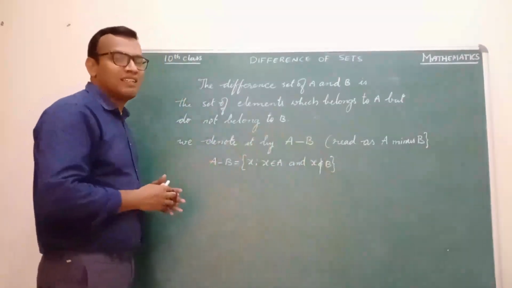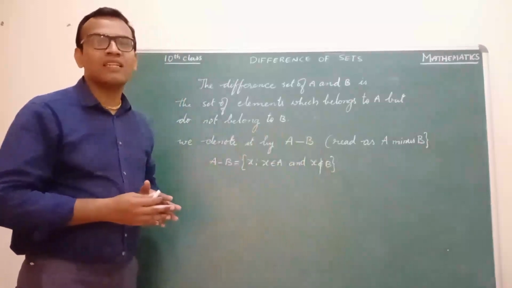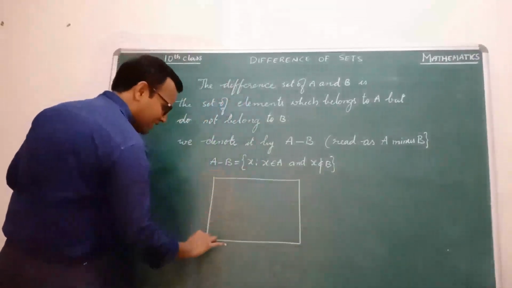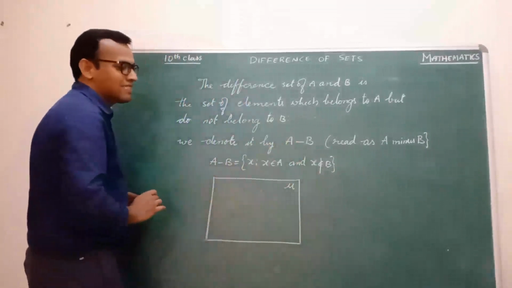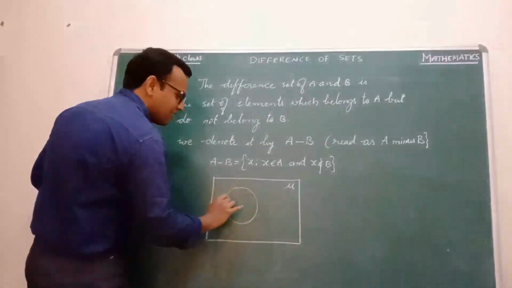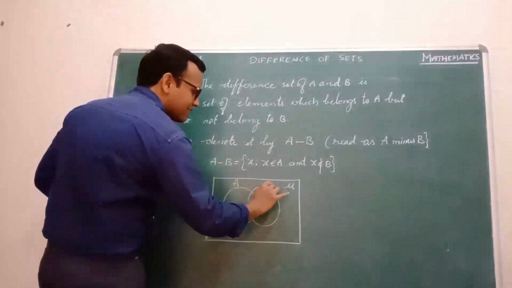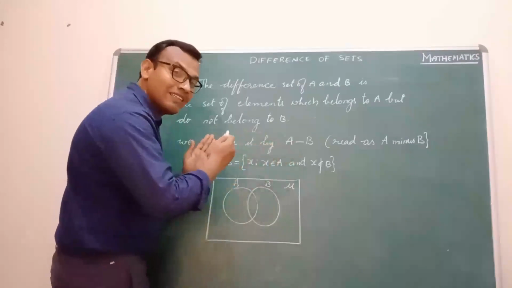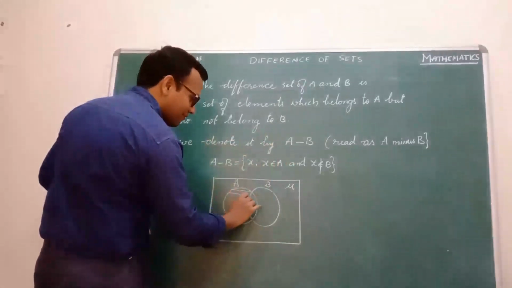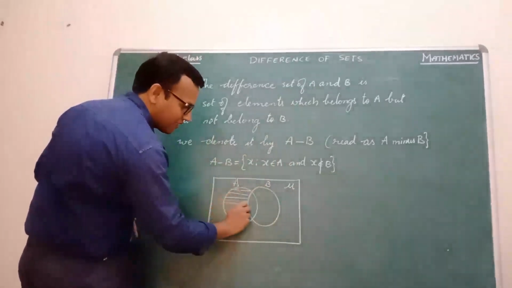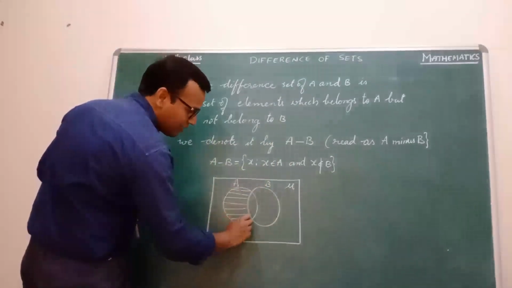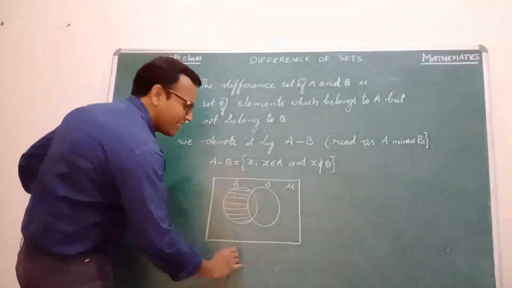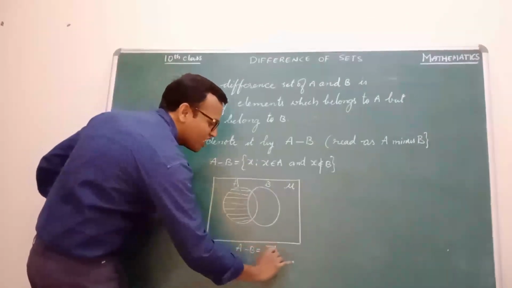Now let me illustrate A minus B using the Venn diagram. Here is the universal set mu, and here are set A and set B. Now A minus B means from A subtract B, or remove B. So we should not enter into B, the common area. Only the purely A area. This area is the A minus B area. A minus B is the shaded region.